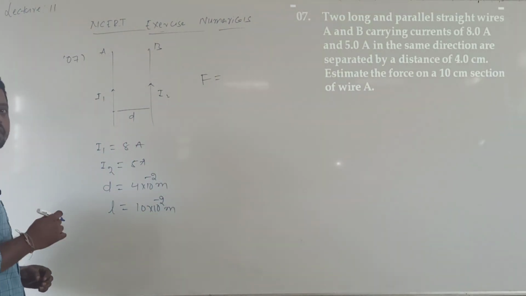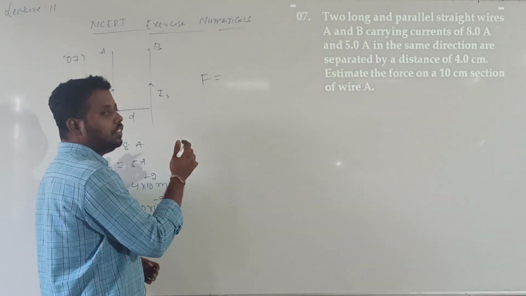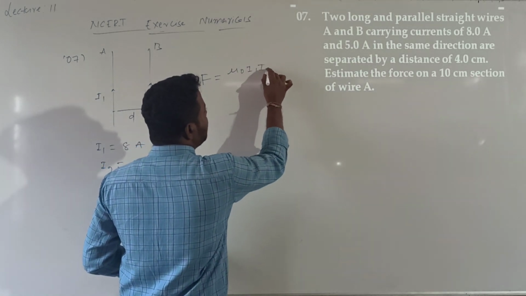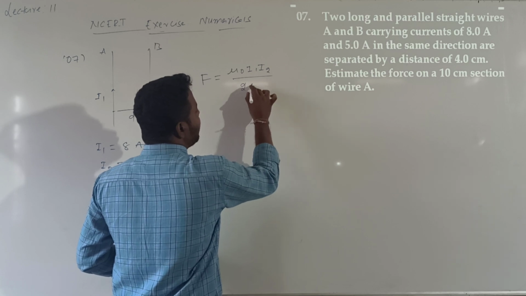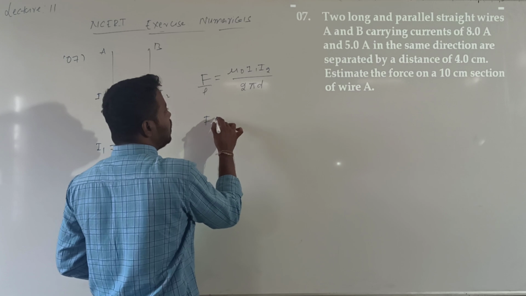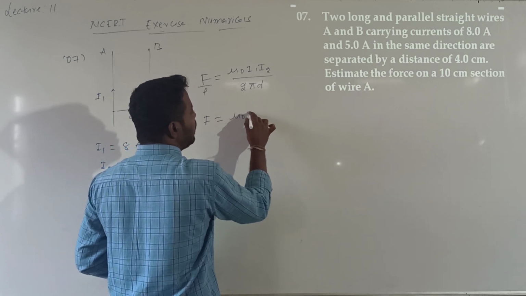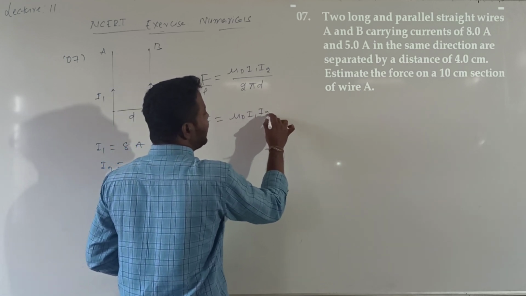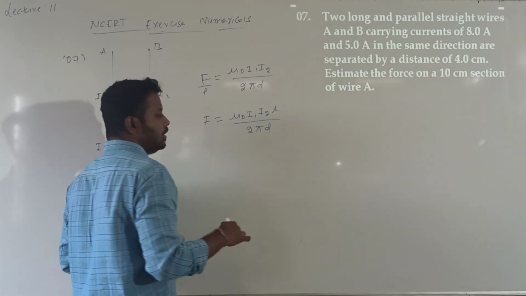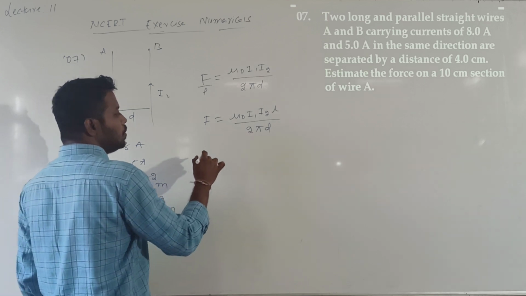We discussed this, a very important derivation for 5 marks, which is mu naught into I1 into I2 divided by 2 pi d. This is the force per unit length formula. If I want only force, it is mu naught into I1 into I2 into L divided by 2 into pi into d. Correct? So F value.